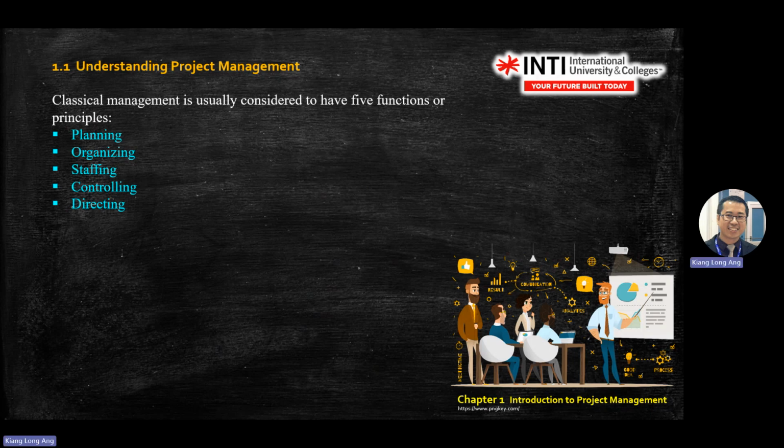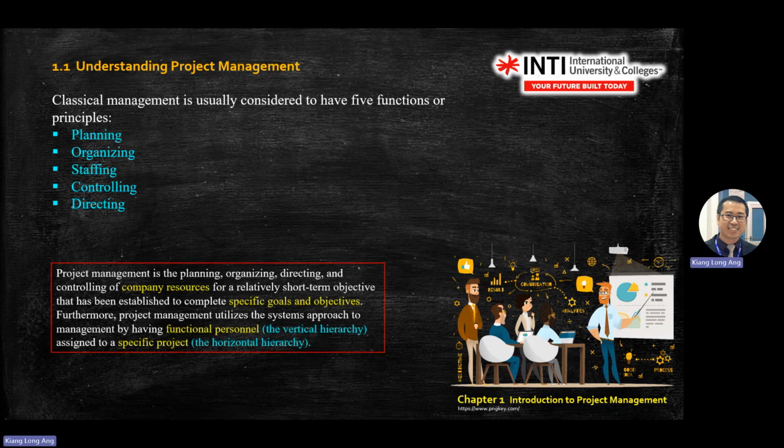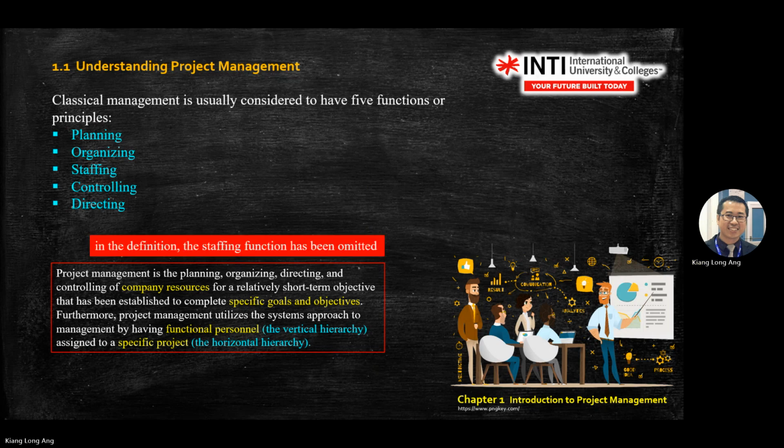So there are 5 functions: planning, organizing, staffing, controlling, and directing. So don't confuse with the phases. The rest you read. This is from previous slides. In the definition, the staffing function has been taken out, but traditional project management has 5 functions there.